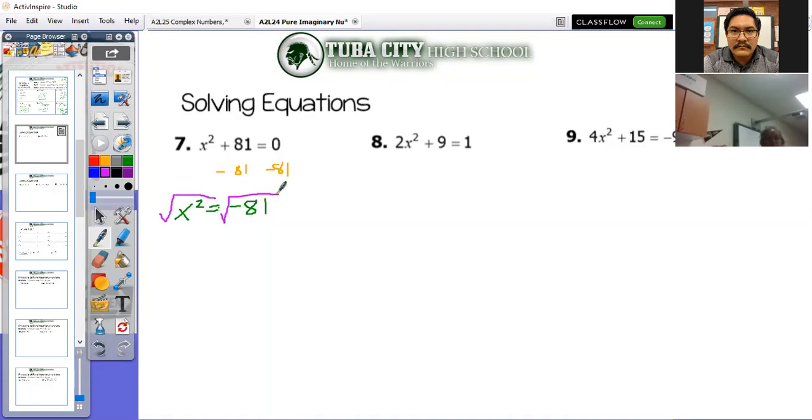So square root here, square root there. x equals positive and negative. All right, and we can take the square root of 81, and that would be 9. And remember that we're going to take out this negative on its own as well. So that would be 9 imaginary.